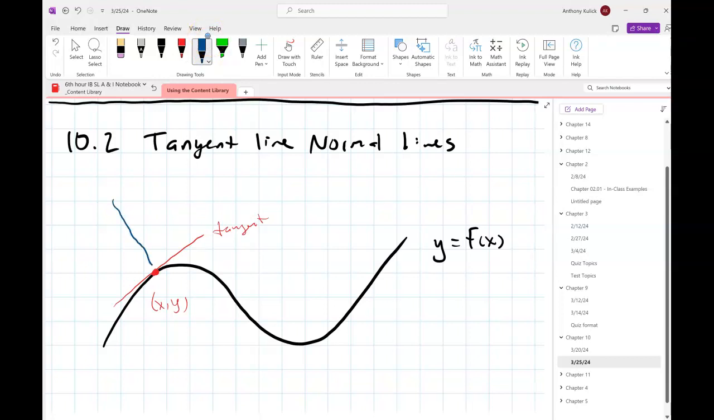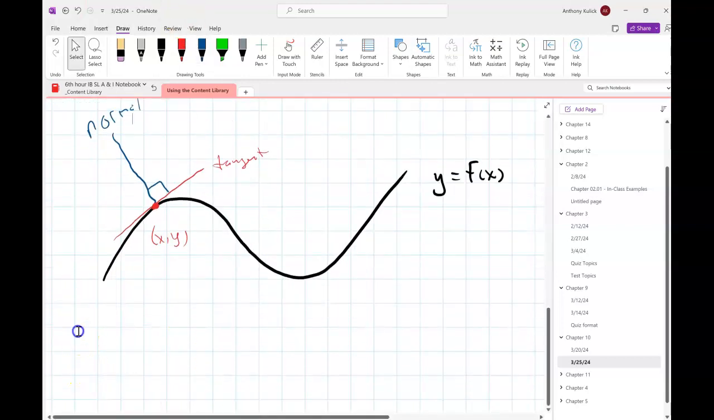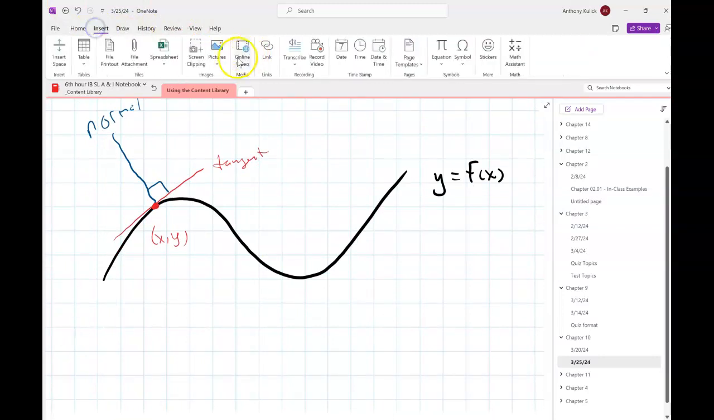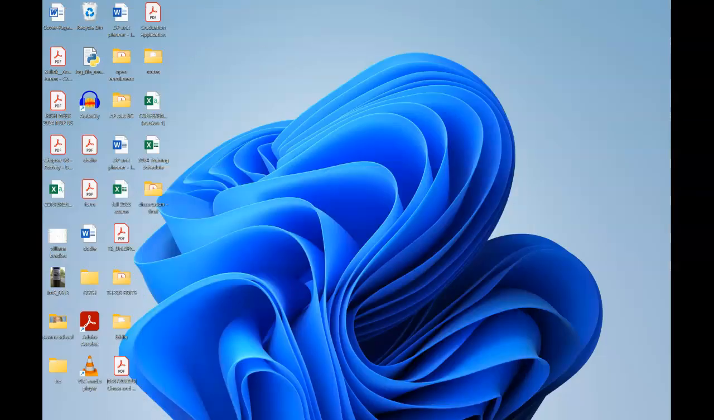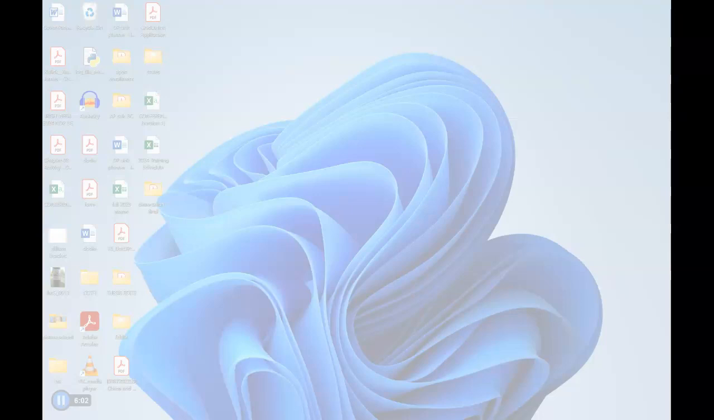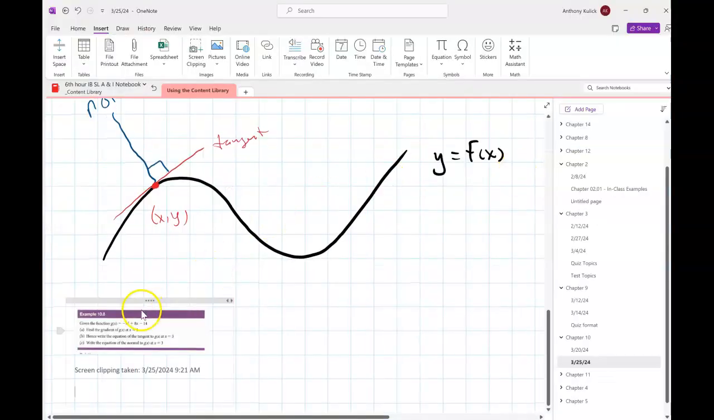The normal is going to be the same idea, but instead of having the same slope as the derivative, it's going to be perpendicular to the tangent line. So it's going to be the negative reciprocal of the derivative. That's the idea. Let's do some examples of doing this. But fairly simple idea.